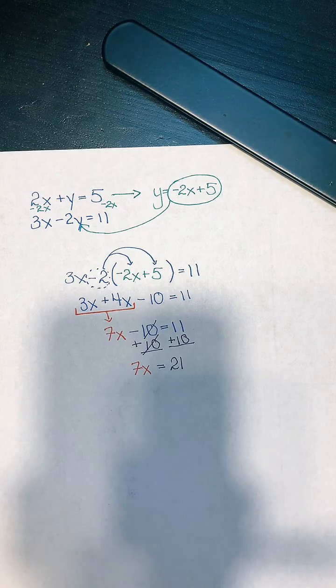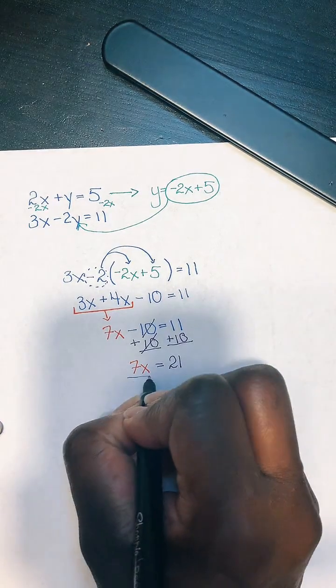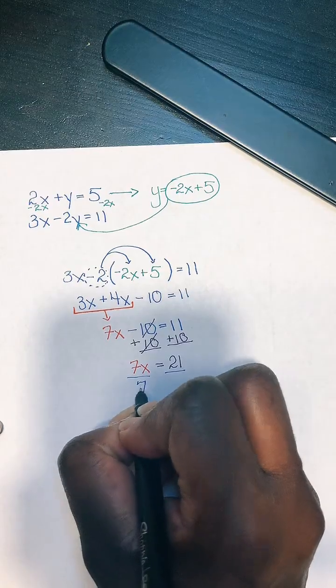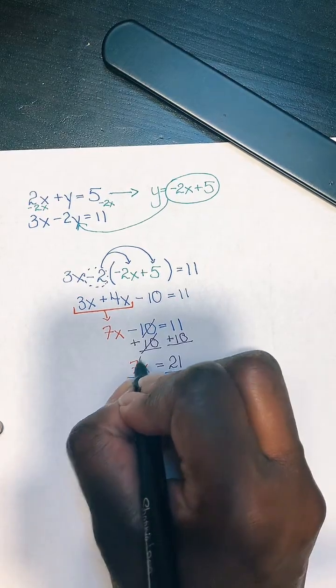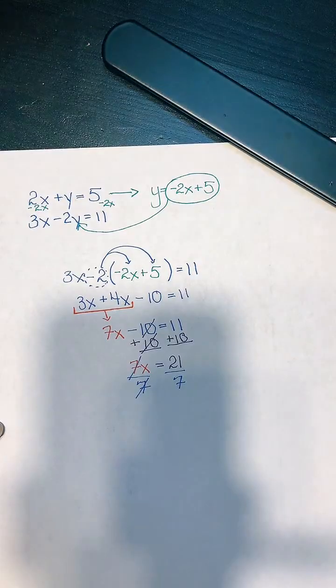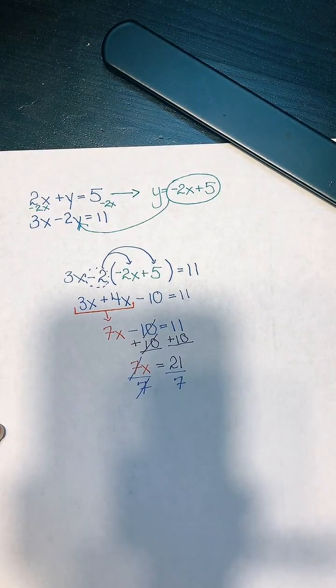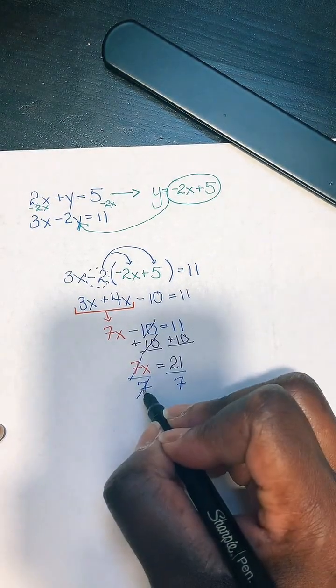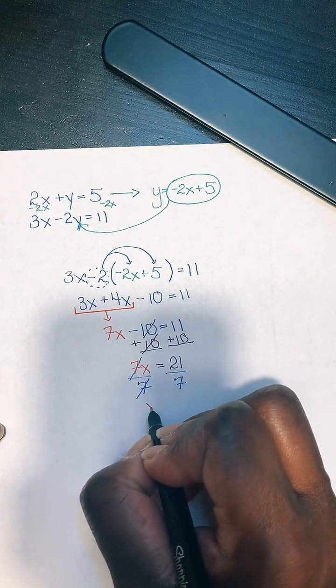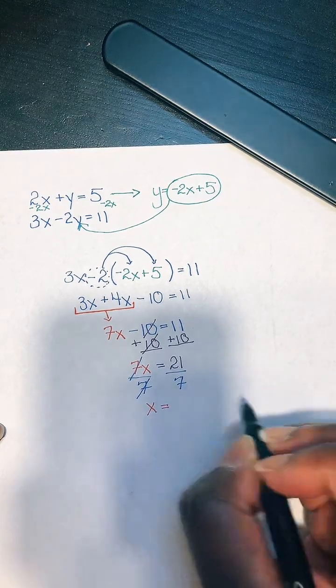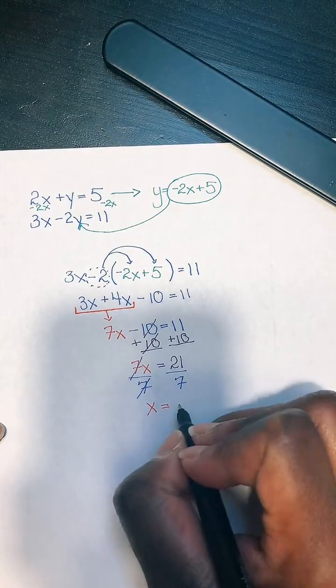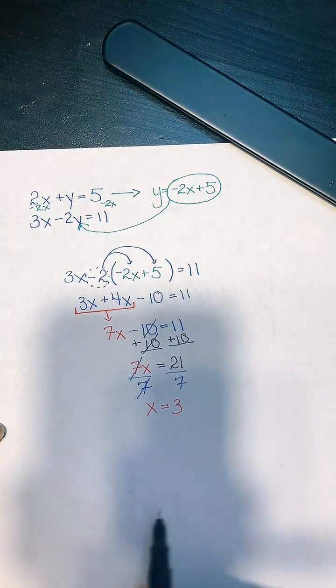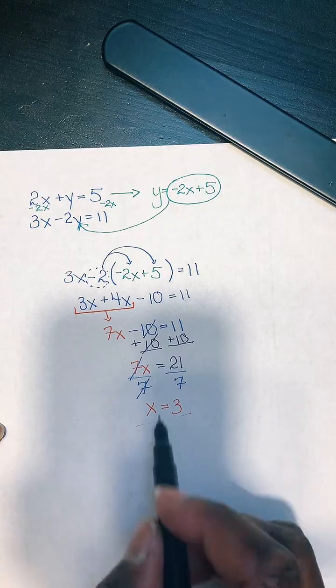So we're going to divide both sides by the 7. All right, so that means 7 divided by 7 gives me 1x, or just x, equals 21 divided by 7 gives me 3. So we found our x.